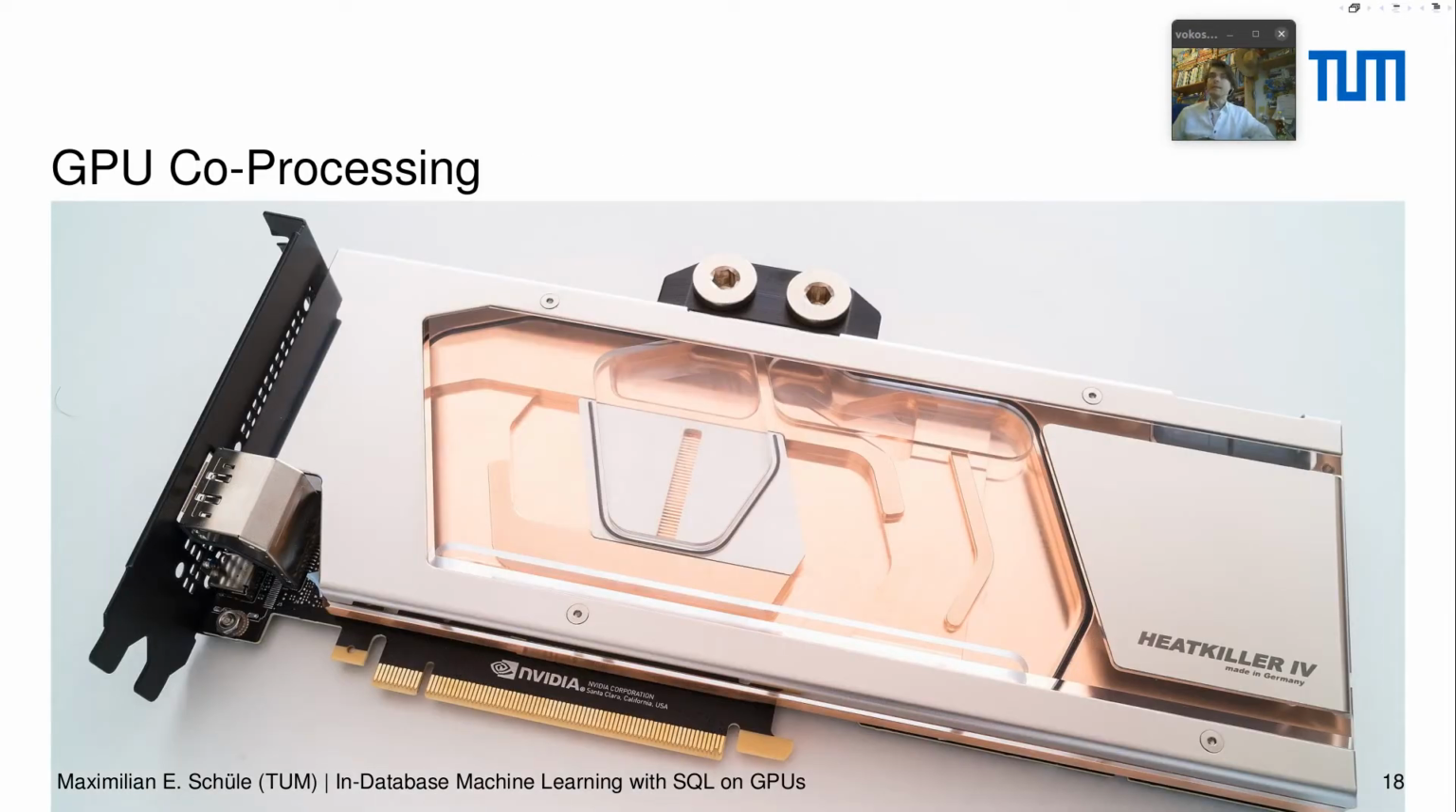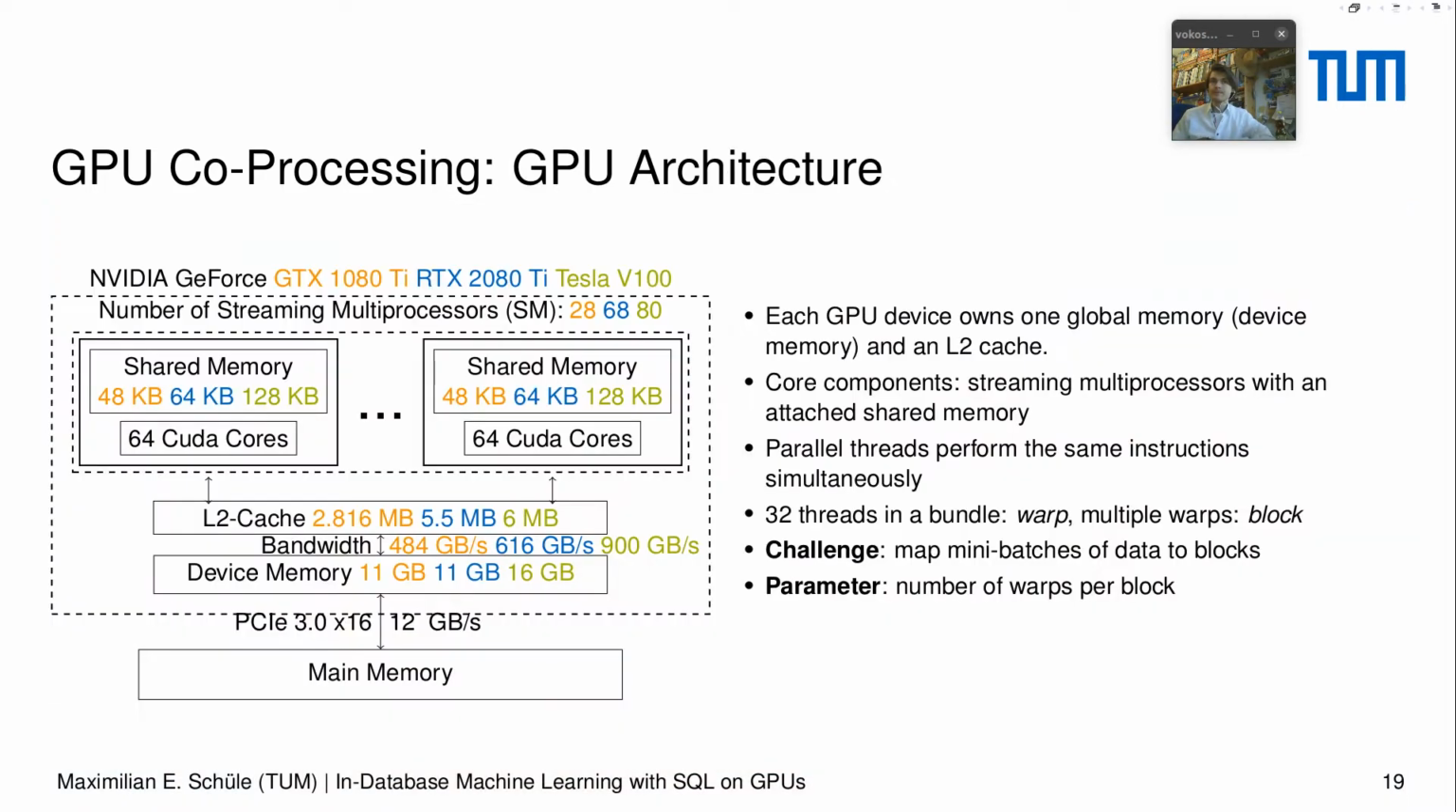That's the next topic in our talk, GPU coprocessing. GPU coprocessing has to take into account the GPU architecture. Each GPU device owns one global memory, the device memory, and an L2 cache.